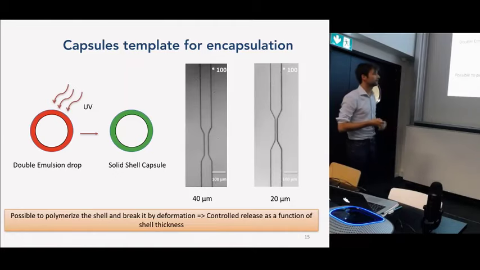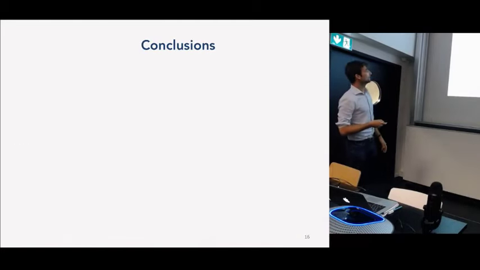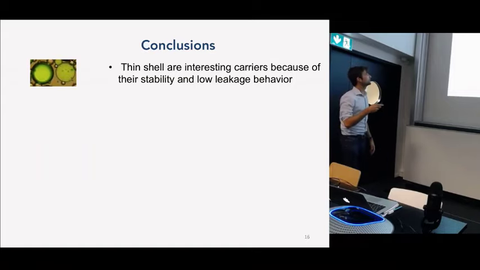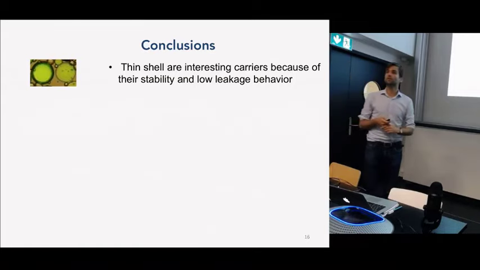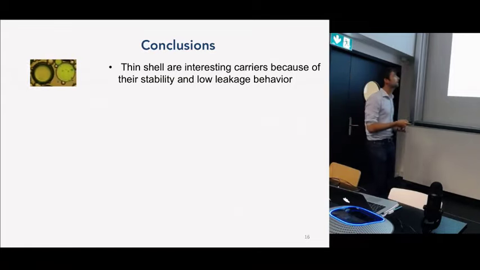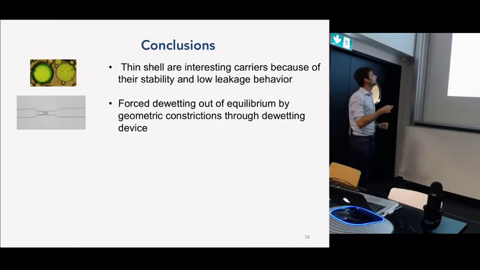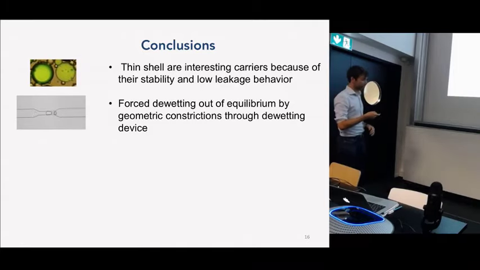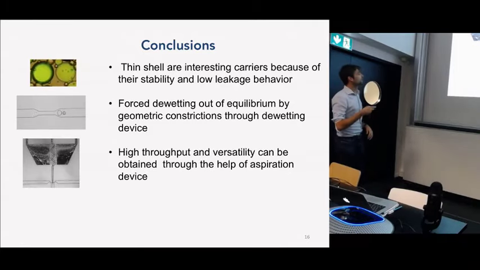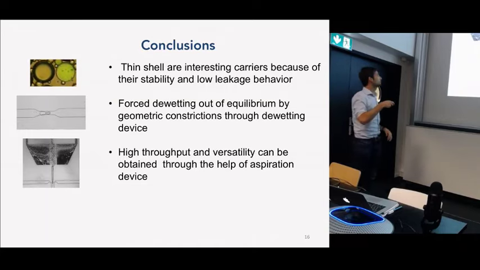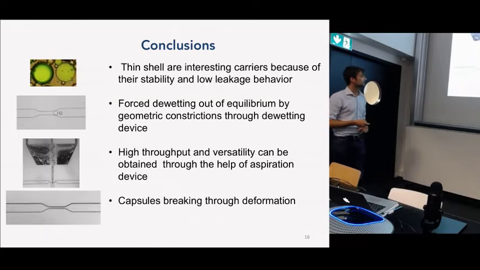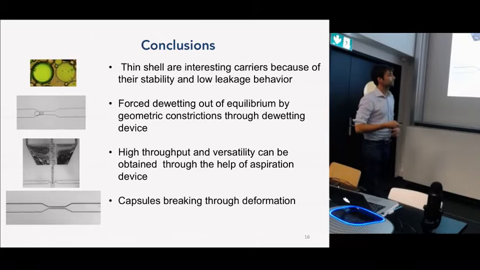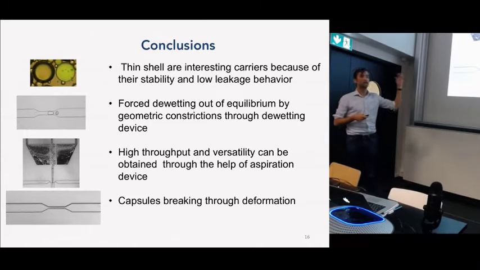So this is an opening for my talk. I want to conclude by saying that thin shells are cool because they are stable and they are low leakage. We see that we could remove the oil by mechanically removing the oil from the double emulsion. We could obtain higher throughput by using this kind of device. And the next step is capsule breaking by using deformation.